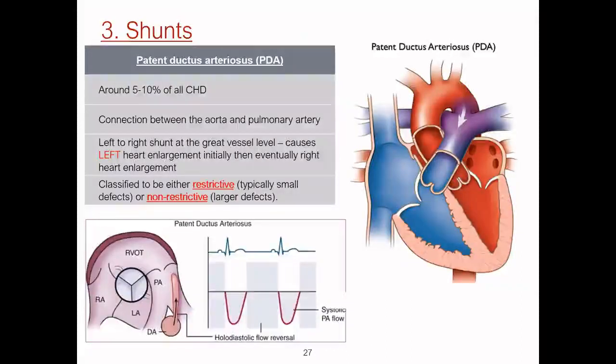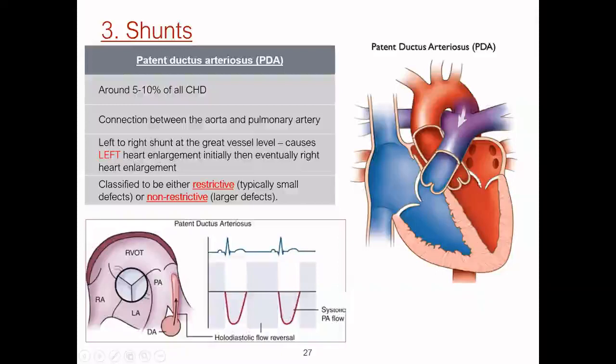One shunt that I will also talk about is the patent ductus arteriosus. So this is around 5 to 10% of all congenital heart disease, and this is where there's a connection between the aorta and the pulmonary artery. This shunt causes left to right shunting at the great vessel level and causes left heart enlargement initially, and then eventually right heart enlargement, just like VSDs. And then we also classify this to be either restrictive or non-restrictive.